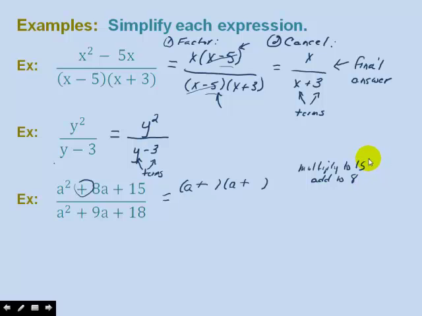So if we think about what multiplies to 15 and adds to 8, this would be 5 and 3. Because 5 times 3 is 15 and 5 plus 3 is 8. So we'd have a plus 5 and a plus 3.